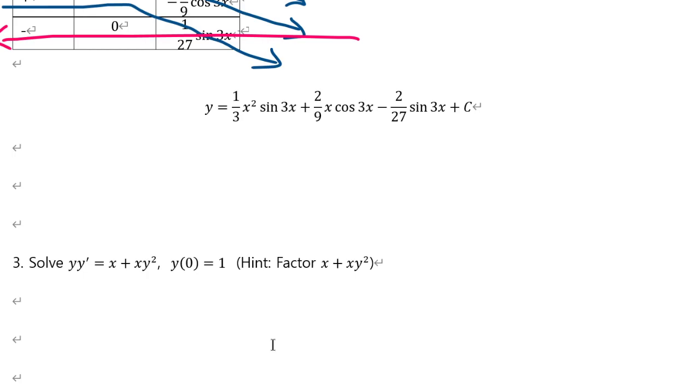Hint says you have to factor the right side, so let's factor it. We can factor this because there's a common factor x. If I factor out the x, it's 1 plus y squared. I'll also rewrite y prime as dy over dx, because then I can move the dx to the other side while dividing by 1 plus y squared on the left side. So you get y over 1 plus y squared times dy equals x times dx. And then you integrate this.